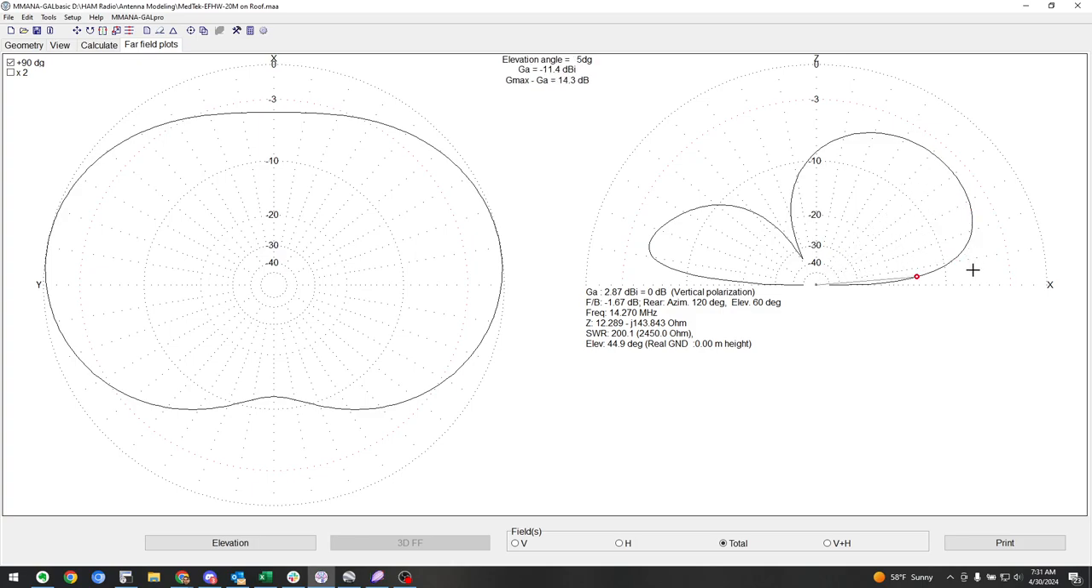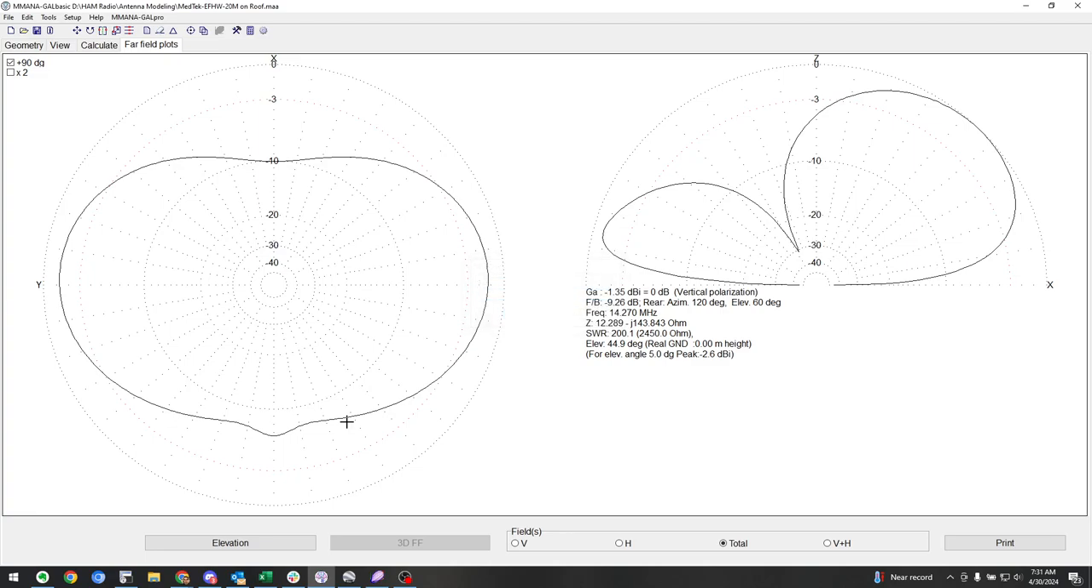On your low angle, if we were to punch this in at say, for DX, you're looking at about negative 11. So good high gain, yeah, high elevation gain, sorry. But that's kind of what I'm seeing here.